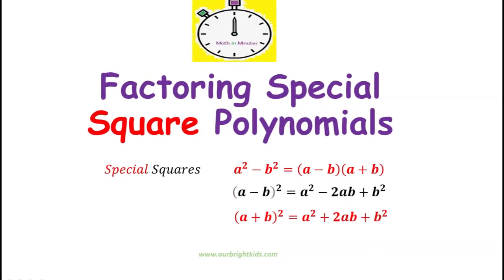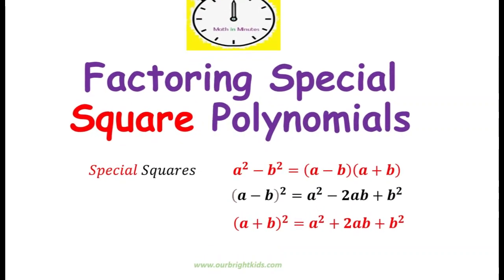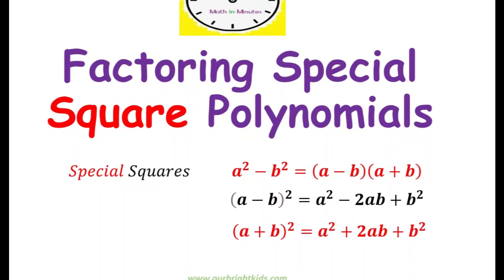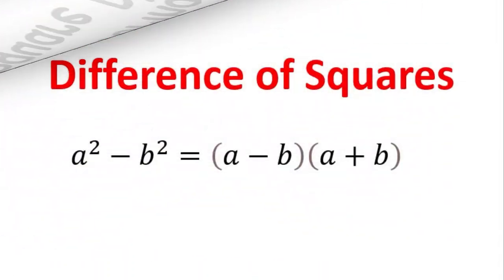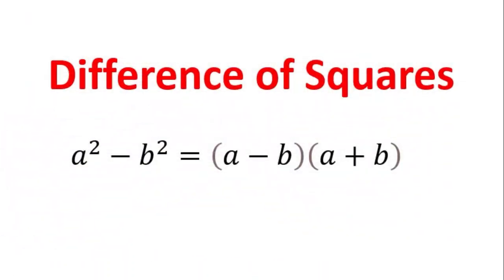This Math in Minute video is on factoring special square polynomials. The formula for difference of squares is a squared minus b squared equals a minus b times a plus b.